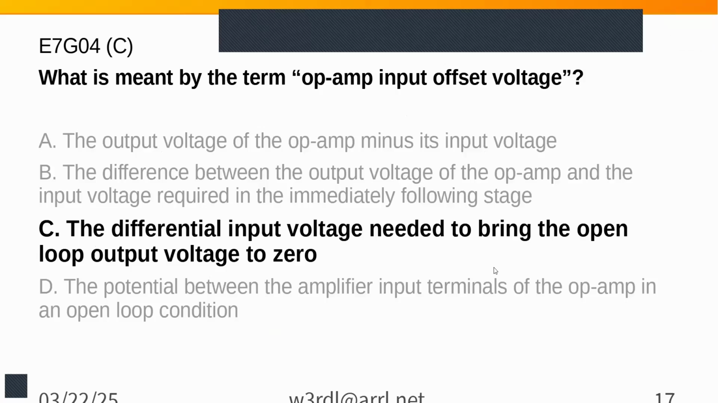It's the correction voltage you need to get the output to zero. You have to compensate for whatever that offset is on the input.